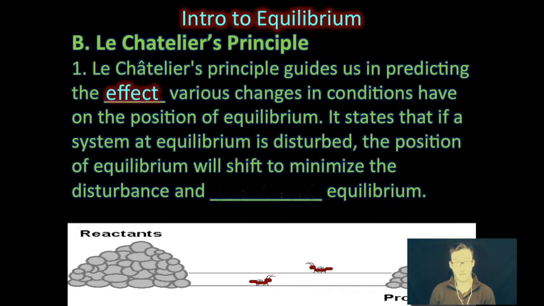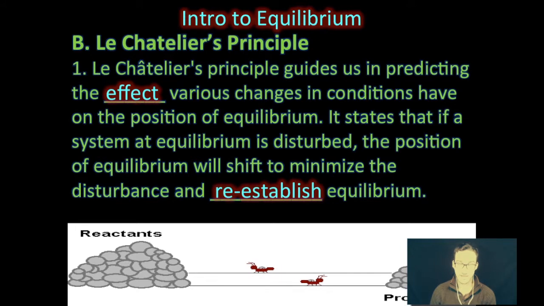So now that we've discussed equilibrium and the equilibrium constant K and the reaction quotient Q and the relationship between the two, briefly, we're going to talk now about Le Chatelier's principle. And Le Chatelier's principle is just something that we use to guide us in predicting the effect of various changes in the conditions on the position of equilibrium.